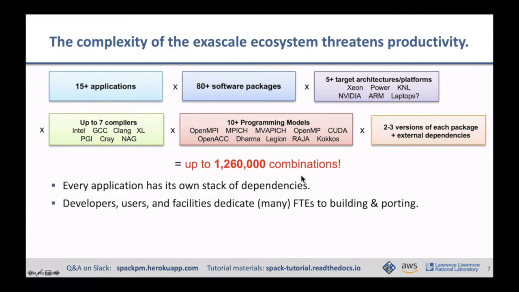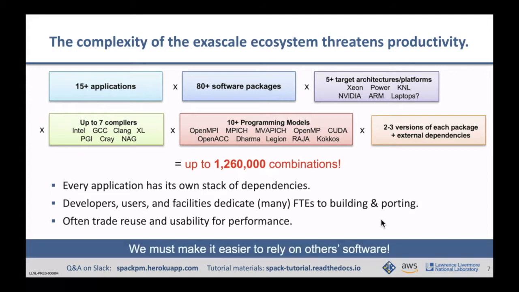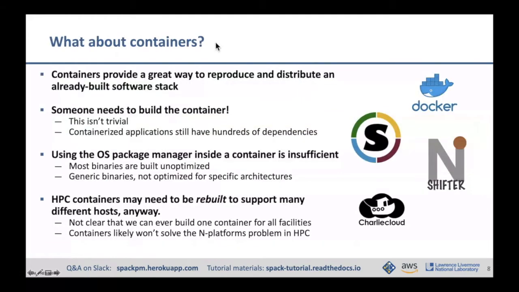And so, every application has its own stack of dependencies. It may differ by app. Developers, users, and facilities spend lots of FTE hours building and porting this stuff. And we often trade reuse and usability for performance. So if you just get the application working, it may not be worth it to go through all the tuning again just to build a version that may not perform better. So we need to make this easier. We need a way to sample this space and to build configurations on demand.